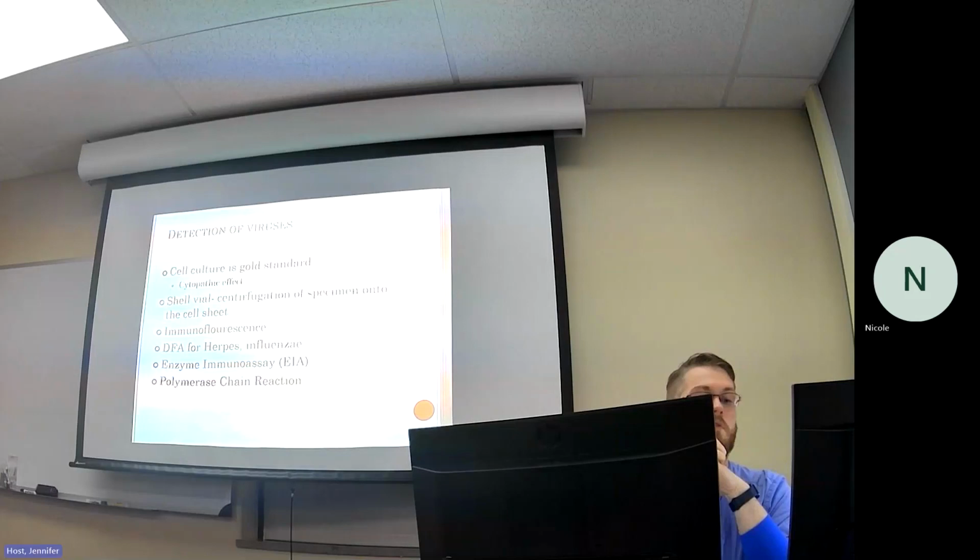Here's a couple of fun strains for you all to look over. But notice how many strains are on this page. Now, B, we have two. We have the Victoria and the Yamagata strain. They're not further divided into subtypes. Like I said, there's only two of these, and I think they were completely wiped out. But I'll have to do more research into that.